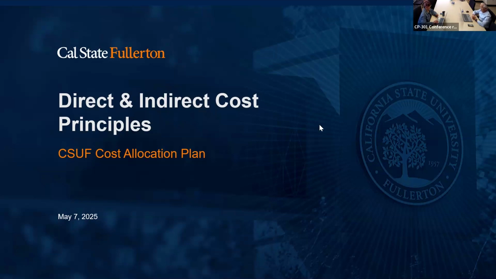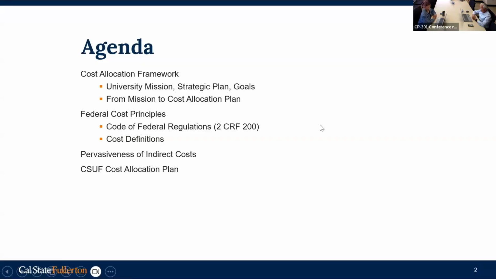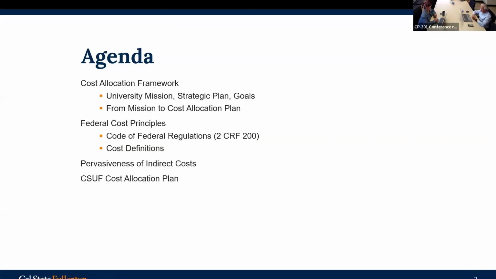Agenda, look at the agenda. We have four topics. Cost allocation framework. We're going to look at the federal cost principles, then how pervasive indirect cost is, sometimes we call overhead cost, and then finally we will look at the intricacies of the cost allocation plan of the university.